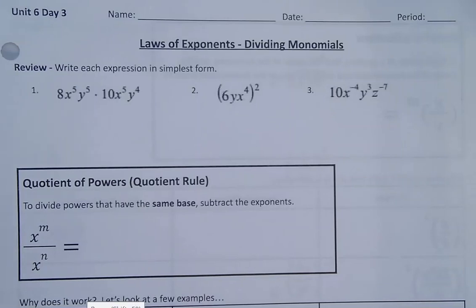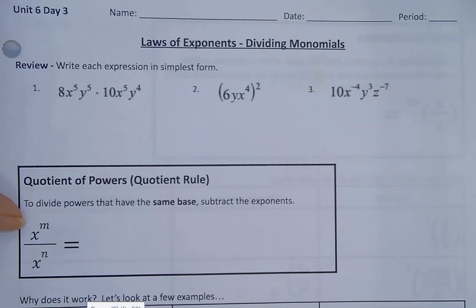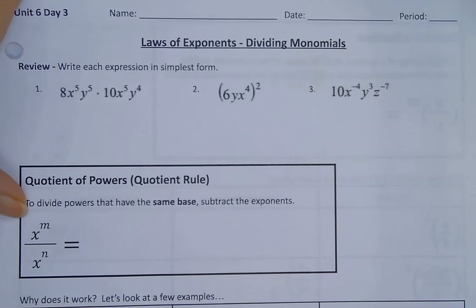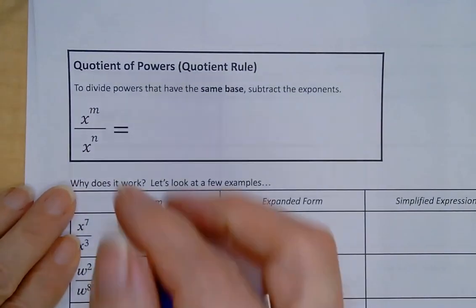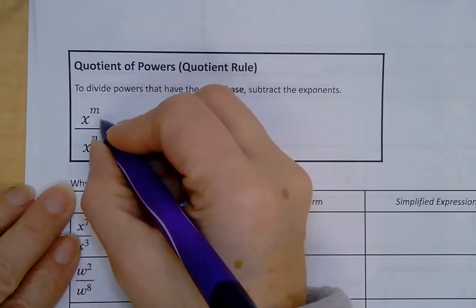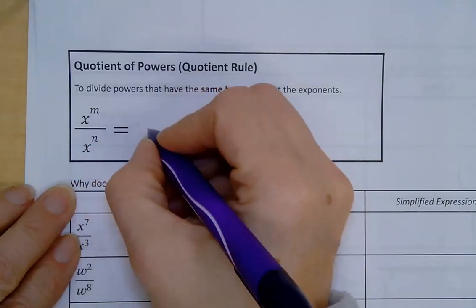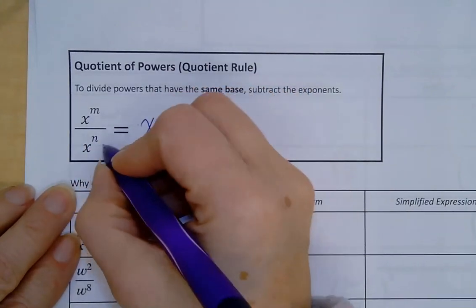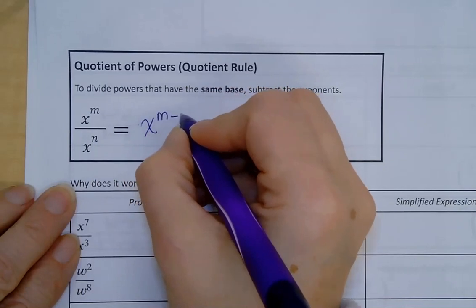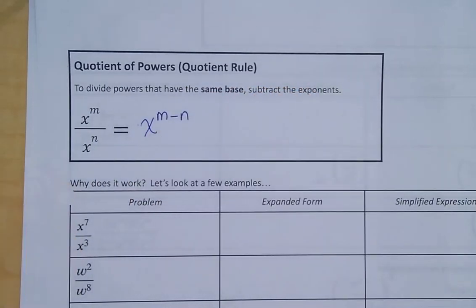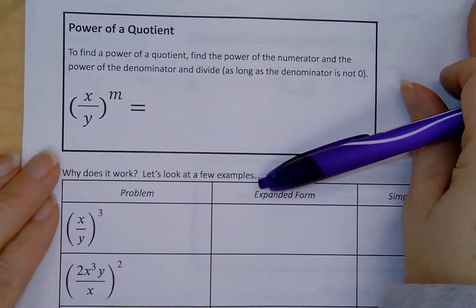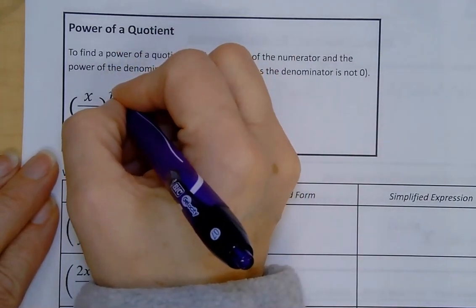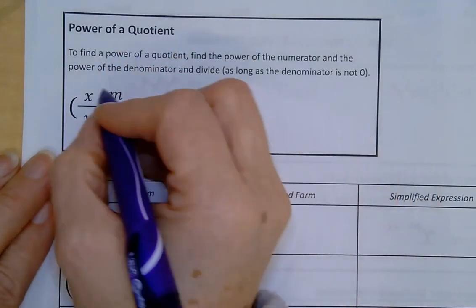Today's lesson is about dividing monomials, and so we are continuing with our exponents and radicals, Unit 6, Day 3. We have just learned in the previous video that we can write a division problem, a quotient of powers, as keep the base, and we say m minus n is our quotient of powers rule. And then we learned power of a quotient. We get to distribute that outer exponent to any exponents inside the parentheses.